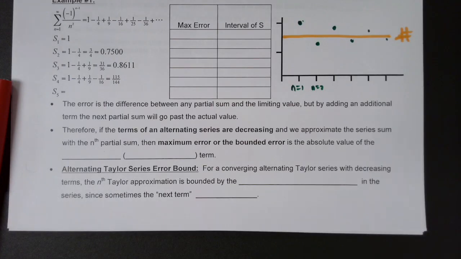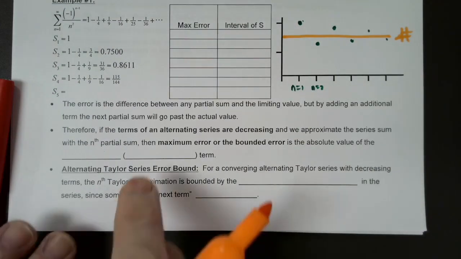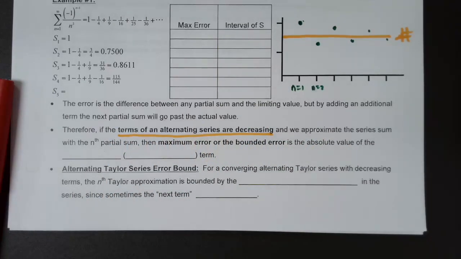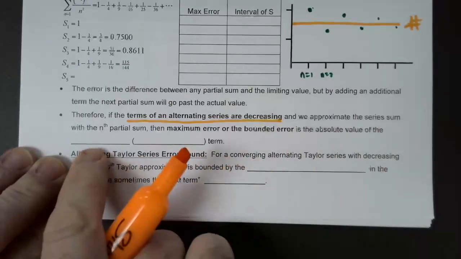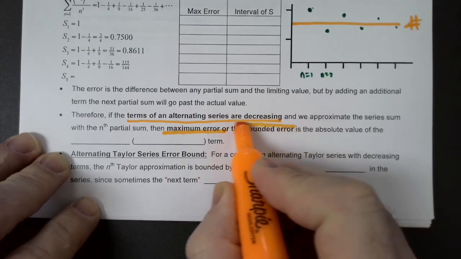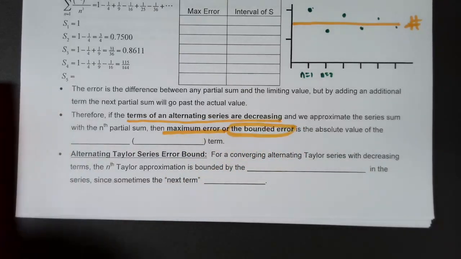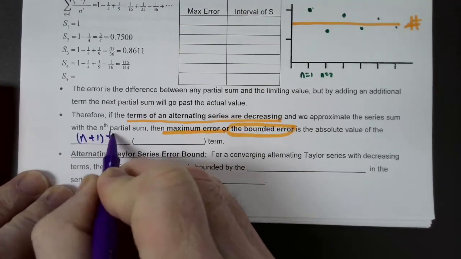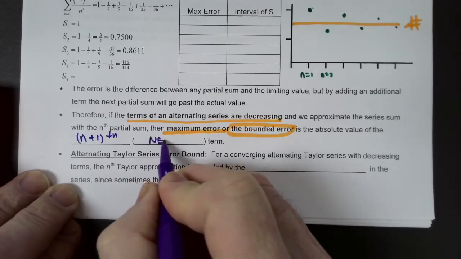We've gotten to this point where the terms of the alternating series are decreasing. We're going to add something, but then subtract something that's less than that. After we subtract that, we're going to add something that's less than that, at least in absolute value. Therefore, when we approximate the series with the nth partial sum, the maximum error, or bounded error, is the absolute value of the n plus 1 term, or the next term.